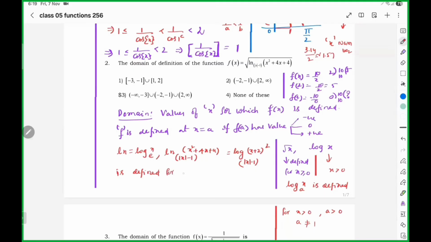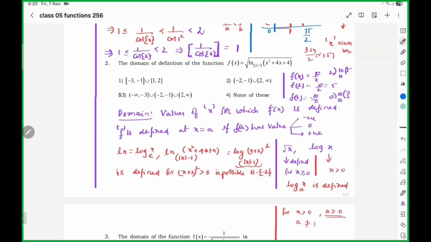for x plus 2 whole square greater than 0, based on this. So it is possible for all real numbers except minus 2. When x is minus 2, it is 0. For other values, we don't have any trouble. Whether it is negative or positive, the square is there, so it will be positive always.